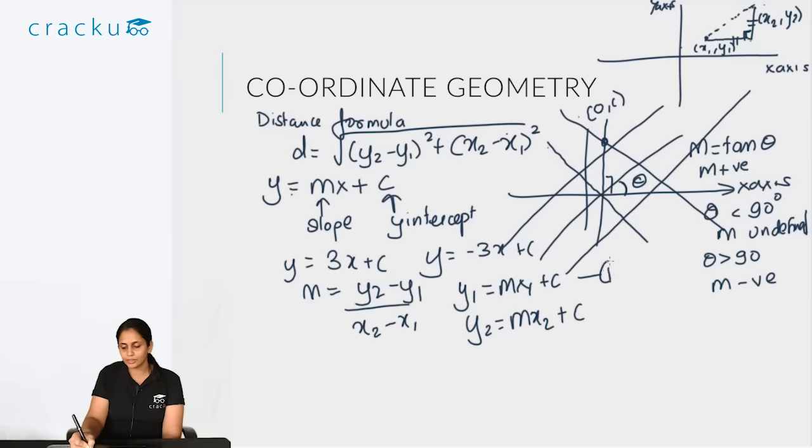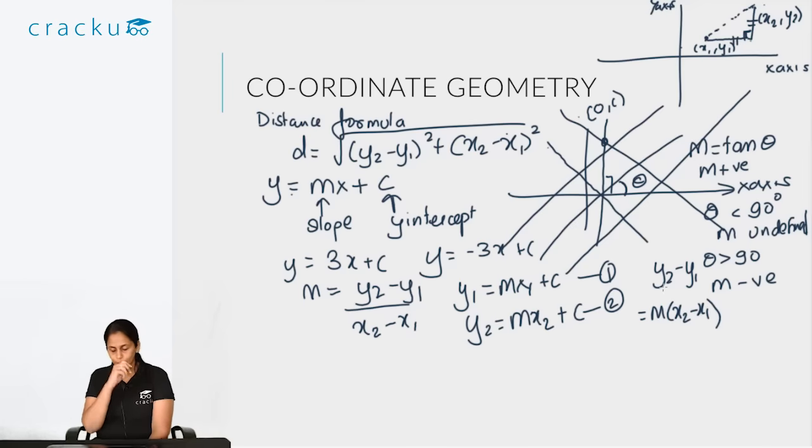So if this is equation 1, this is equation 2. If I subtract 1 from 2, I get y2 minus y1 is equal to m times (x2 minus x1). Then if I take this in the denominator, I get m is equal to (y2 minus y1) divided by (x2 minus x1). So that is basically how you find out the slope of the line. This is the basic formula for determining the equation of the line, given 2 points on the line. So this is the slope of the line.